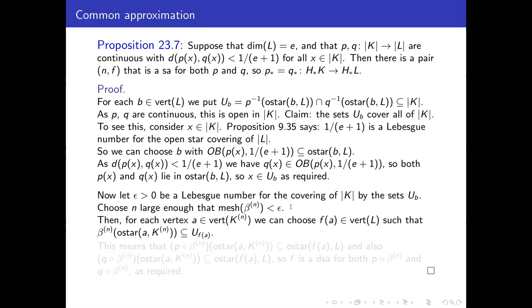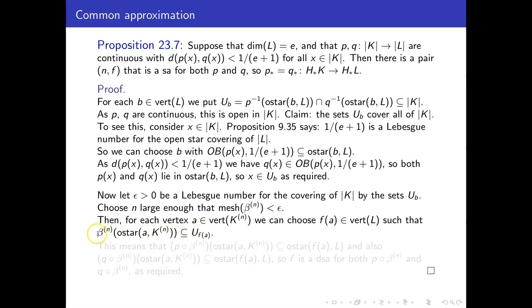And so if you've got everything in the open star of A, then that's going to be within a common simplex with A, and you know that beta n, because of this mesh business, is going to keep the image under beta n of anything on a common simplex with A at distance at most epsilon away from A.